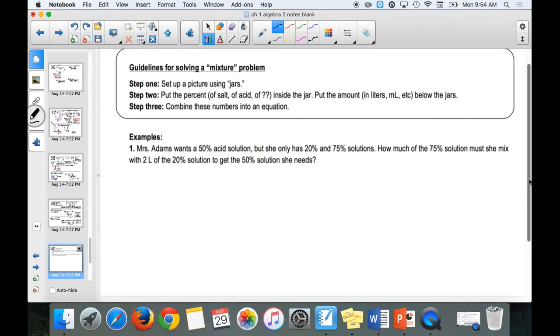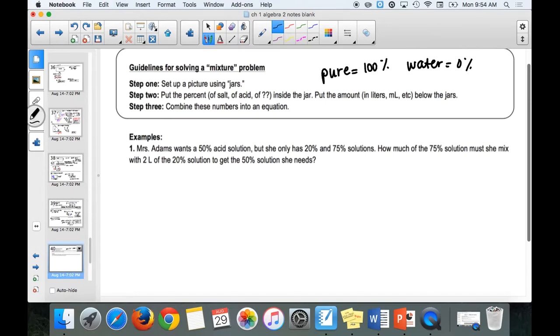So I use little jars. So we do little drawings. All right, and we're going to set up the picture using jars, and we're going to put the percent inside the jar. If it says pure, it's going to be 100% of whatever you have. If it says water, it's 0% of whatever you have. Like 0% fruit juice is water, right? 0% acid. 0% antifreeze. There's lots of problems like this.